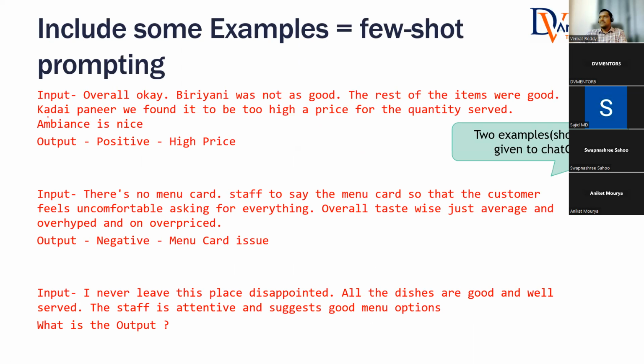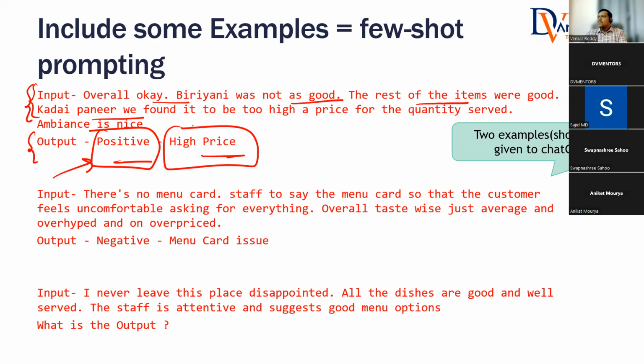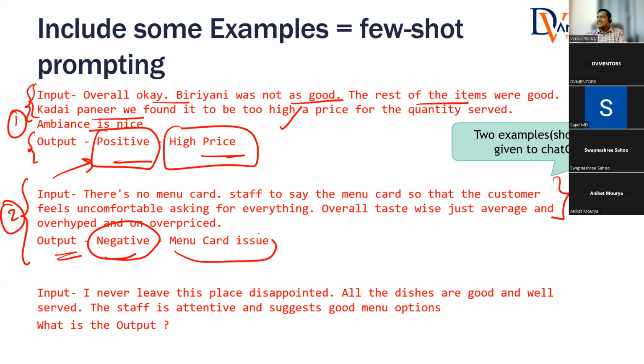A shot means example. For example, I write this in a prompt. Input: overall okay, biryani was not good, rest of the items were good, kadai paneer, etc. This is one review, and output is positive, high price. So basically, I want the output to have the sentiment in it and the major point that the person is talking about. This is one example that I gave. I gave another example to ChatGPT in the prompt itself. Input: there is no menu card, staff to say the menu, etc. This is an actual review that I have taken from a restaurant's website. And then the output that I want is the sentiment and the issue.